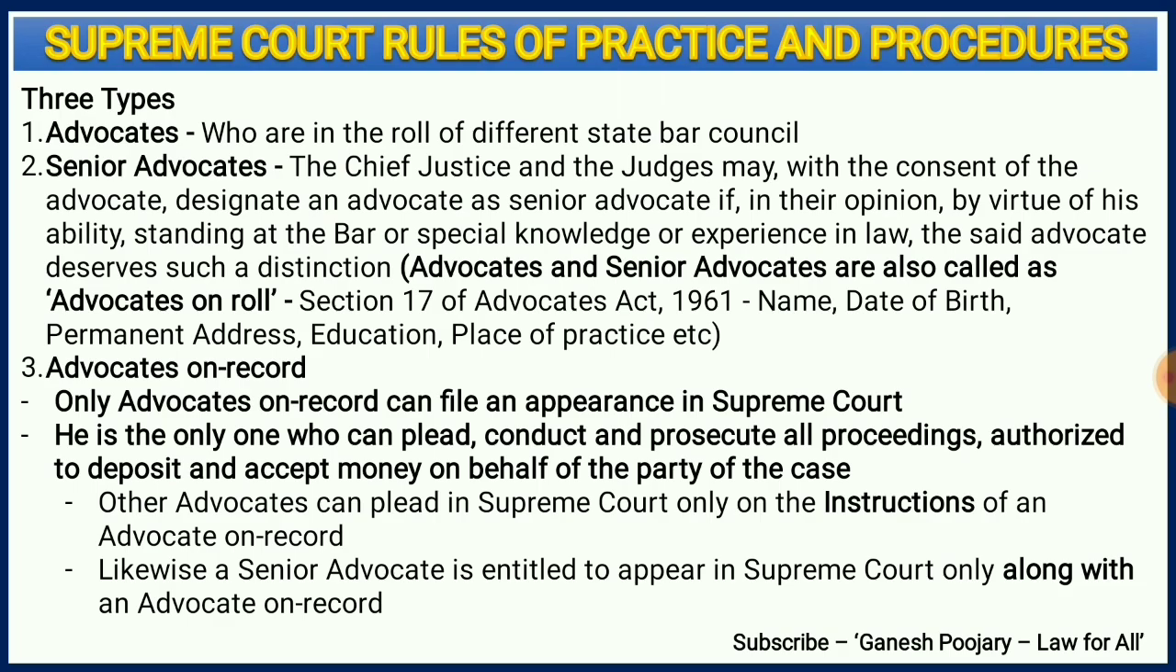Before answering all of that, first let us try to understand why it is important to become an advocate on record. These are the advocates who can file an appearance in Supreme Court, and these are the only advocates who can file an appearance in Supreme Court. That means no advocate or senior advocate can file an appearance by themselves in Supreme Court, but only the advocates on record can. The others can do it, but they cannot do it independently. I am going to explain that later.